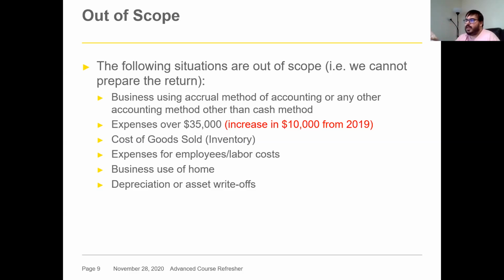We cannot do anything that has cost of goods sold, so anybody that deals with inventory, we can't do. Anybody that has expenses for employees, we can't deal with that. Here it says business use of home, but we can do that. We just cannot do the actual expenses. We have to do the simplified method. And we cannot do anything with depreciation or asset write-offs.